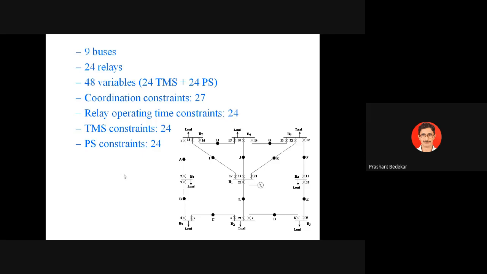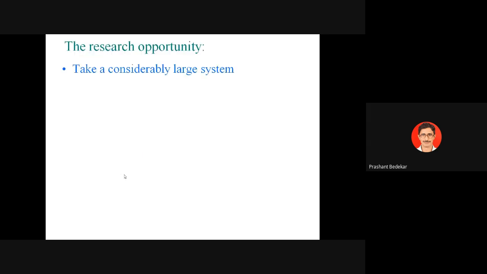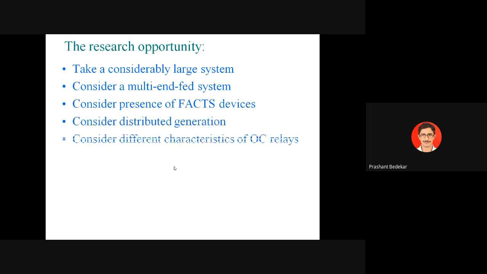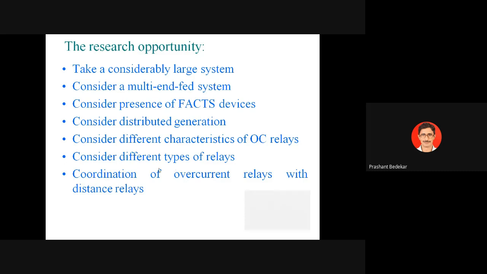So if you want to go for research, take a considerably large system. The other thing that you can do is consider a multi-end fed system. I have shown you a diagram which is a large, complex system, but still it is simple because it is a single end fed system. You can consider a multi-end fed system. Consider the presence of FACTS devices. Like this, you can go for different things and proceed for research.